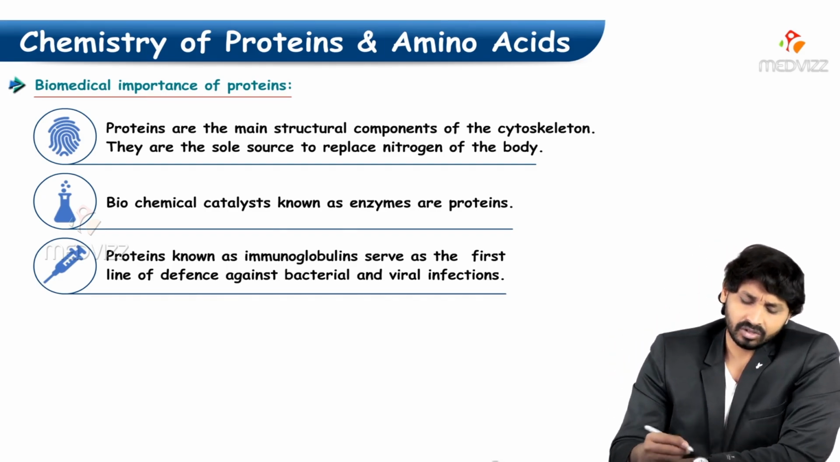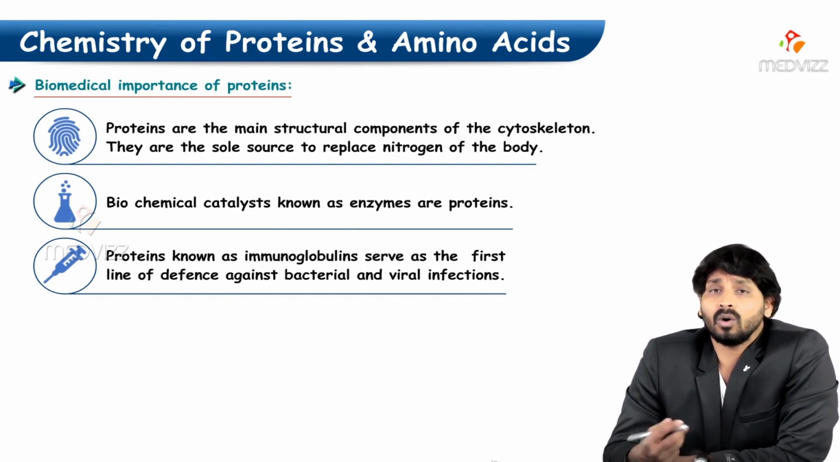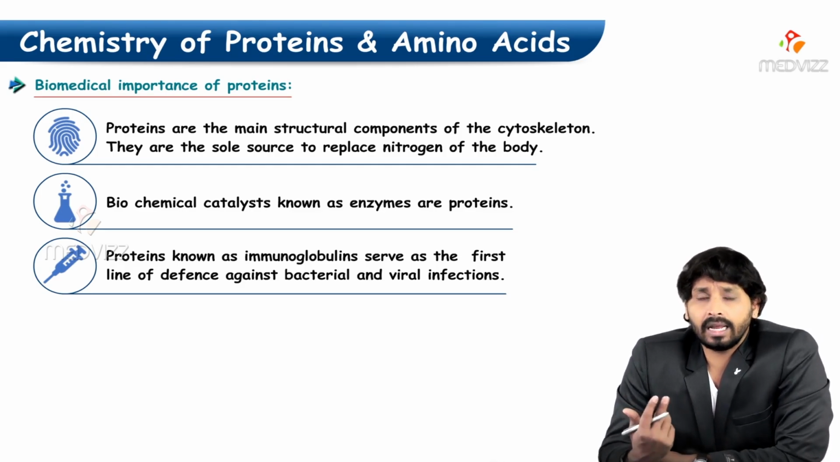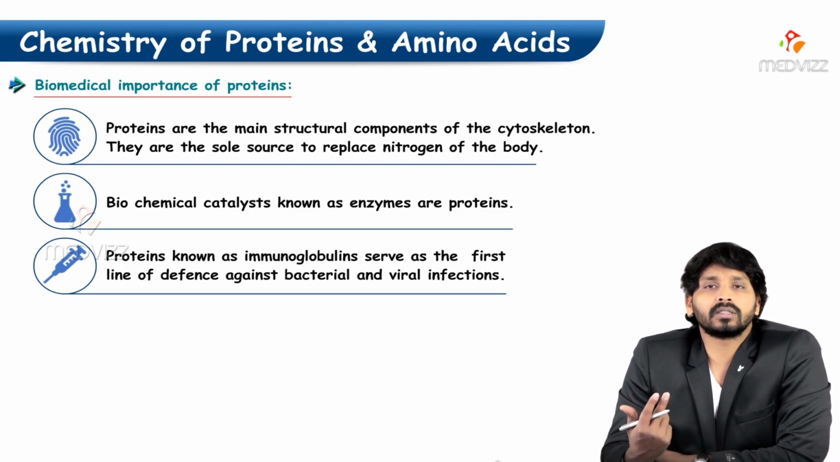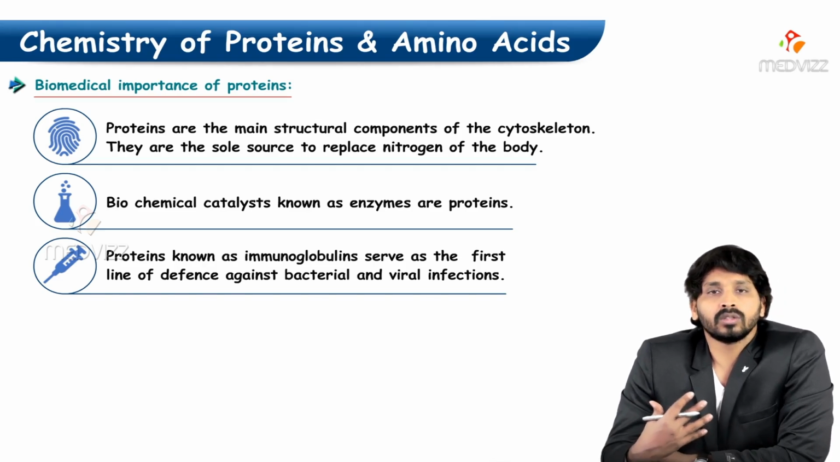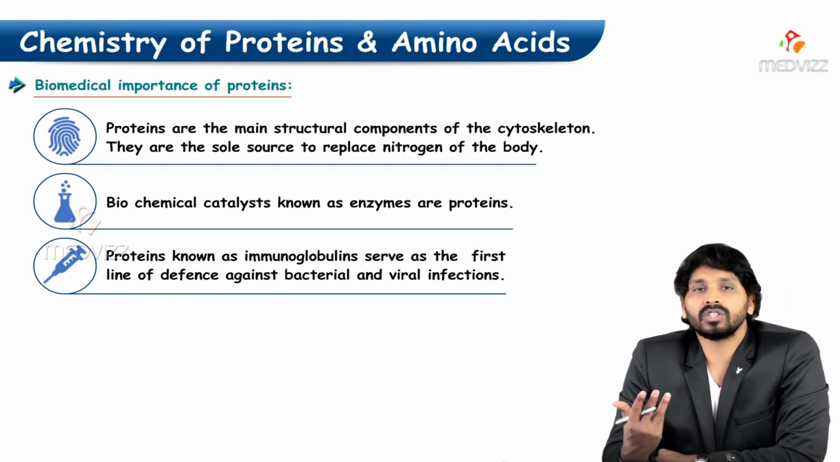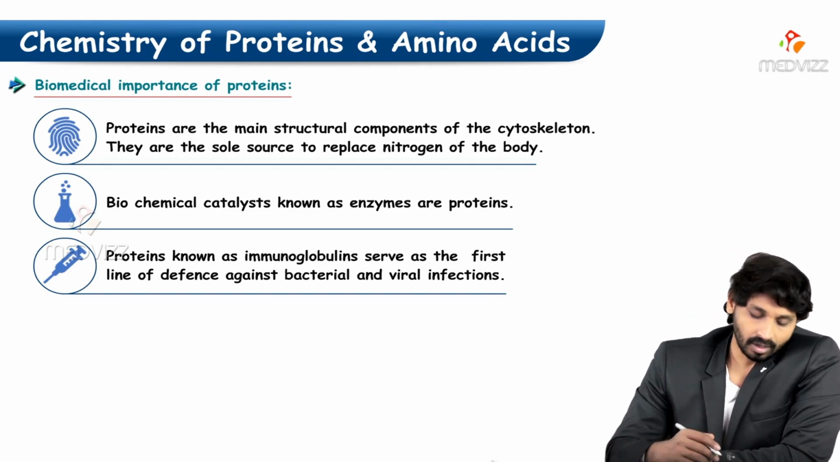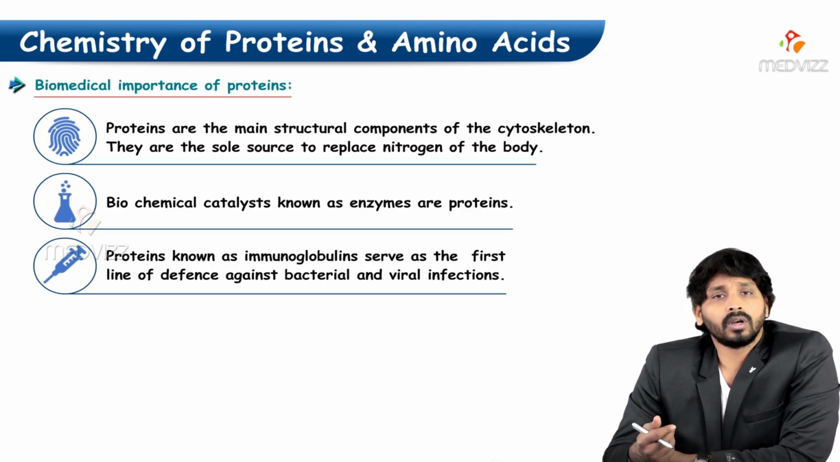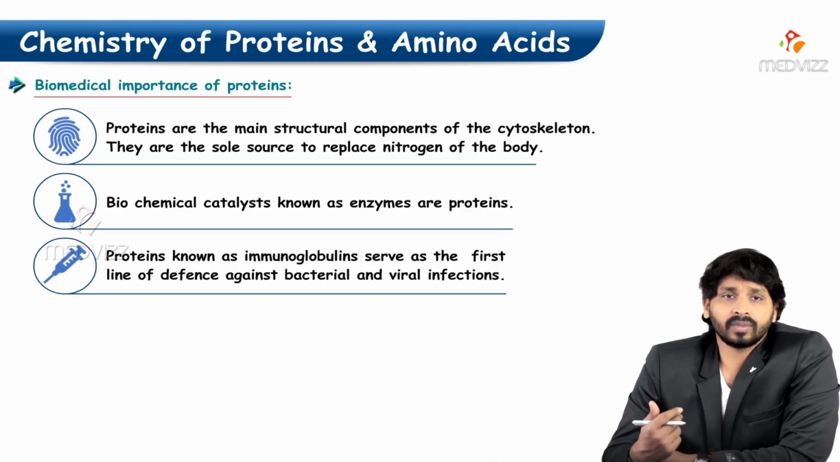Proteins are the main structural component of the cytoskeleton. How? We have all studied the structure of the cell membrane. In the cell membrane, along with the lipid bilayer, we require proteins such as intrinsic proteins and extrinsic proteins for the formation of the cell membrane. At the same time, they are the sole source of nitrogen in the body.